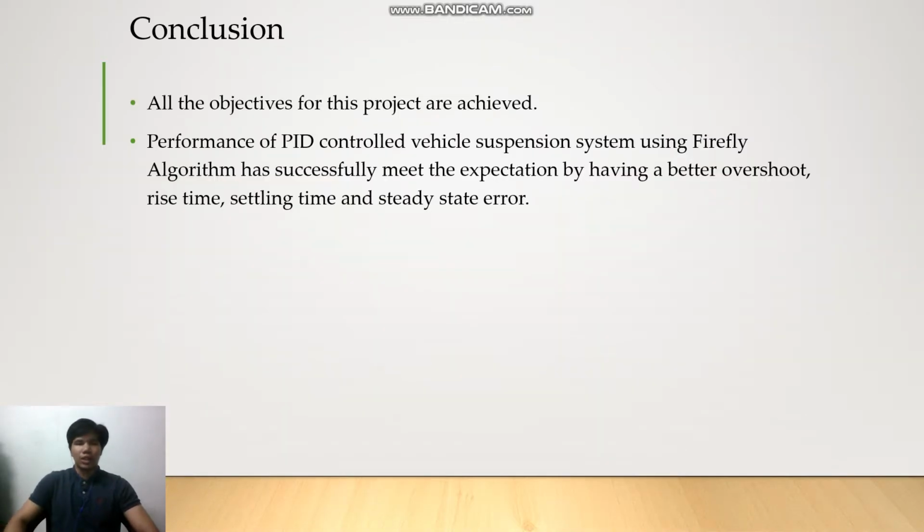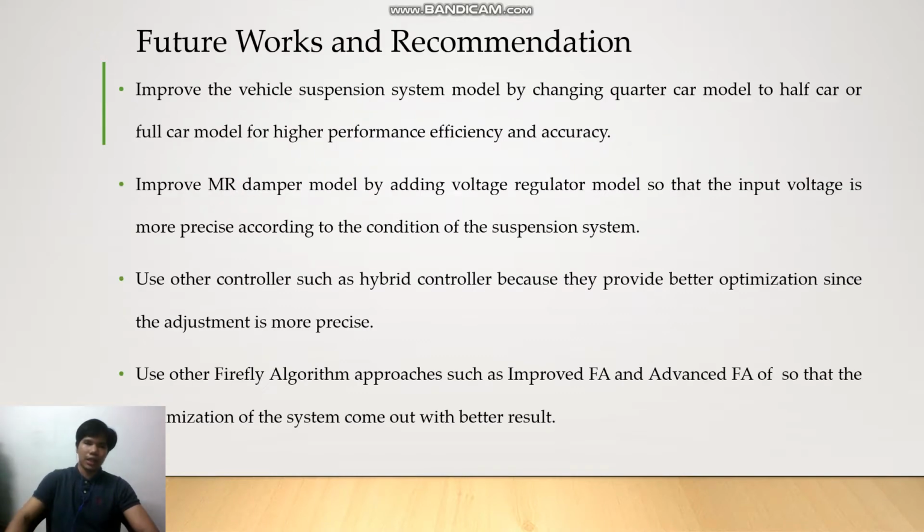So as a conclusion, all the objectives for this project are achieved, and the performance of the PID controlled vehicle suspension system using the Firefly algorithm has successfully met the expectation by having a better overshoot, rise time, settling time, and steady state error. And for future works and recommendations, I recommend improving the vehicle suspension system model by changing the quarter car model to a half car or full car model for higher performance, efficiency, and accuracy.